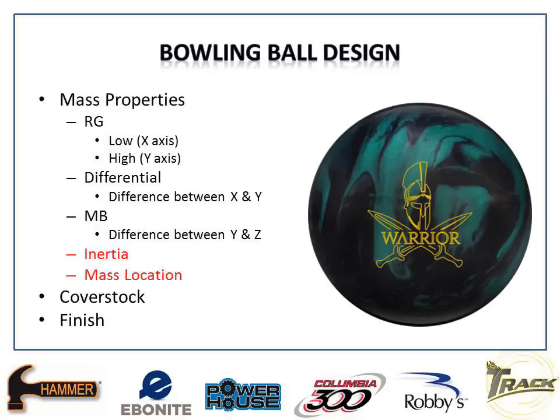For designing the core, we look at the RG, the differential, and the mass bias. To finalize the ball, we determine which type of cover stock we want to put on the bowling ball, and then what the finish is that we apply to it. And these factors help dictate the overall ball motion you see on the lanes. There's a couple other areas that we're looking at even deeper, and that is the inertial properties of the core and how that core is located inside the bowling ball.